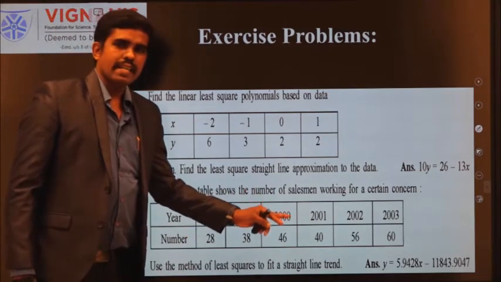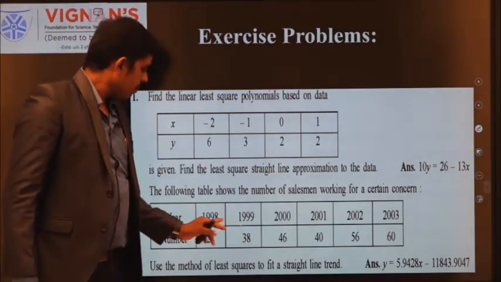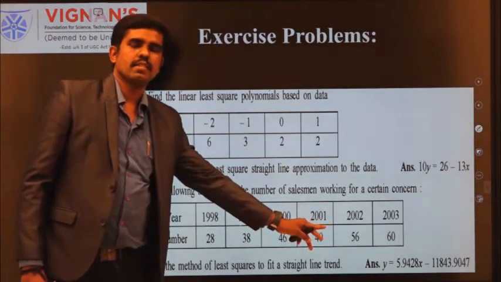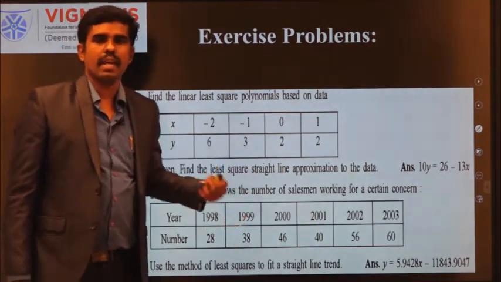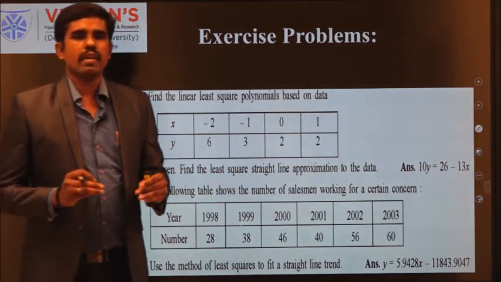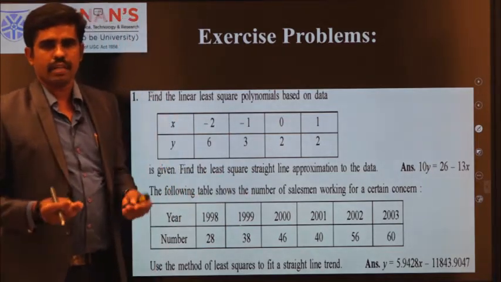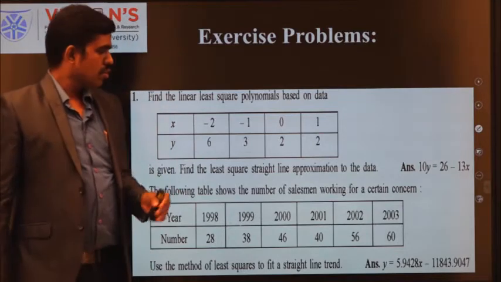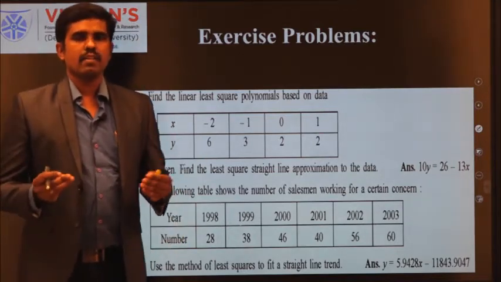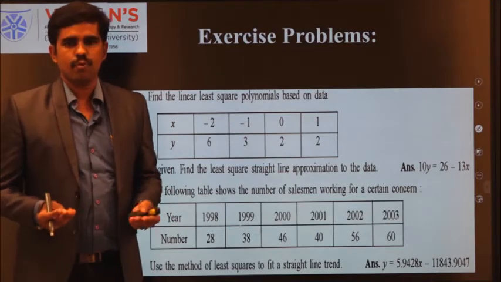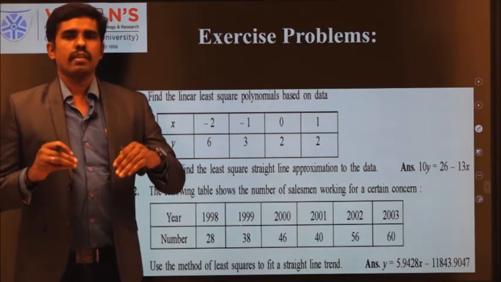You need to find summation x square. If these are all the values of x, then x square means you will get even bigger values, so the calculations will be very tough and very difficult. For that purpose, if you have somewhat larger x values, you can use this method.